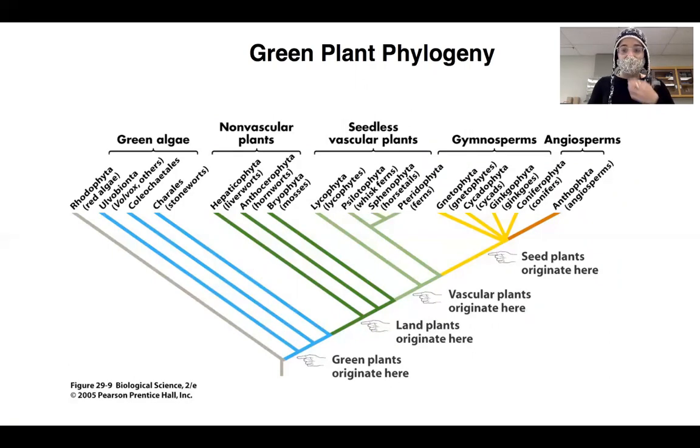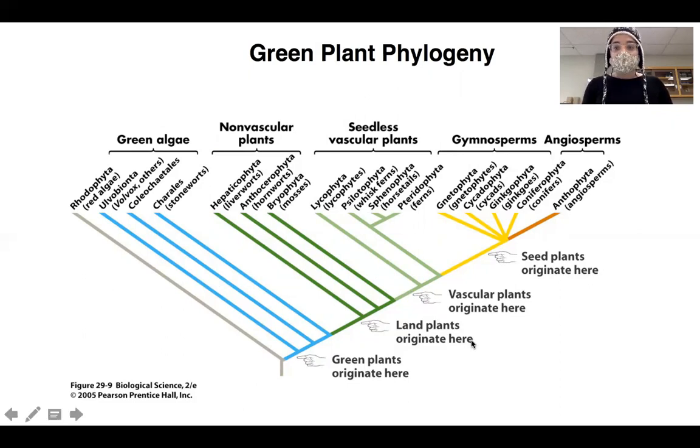One thing to note is that a main part of this lab is looking at vascular tissue in plants. And so it's good to note that vascular tissue originated here. And so our non-vascular plants will not have the tissue types that we're talking about today.